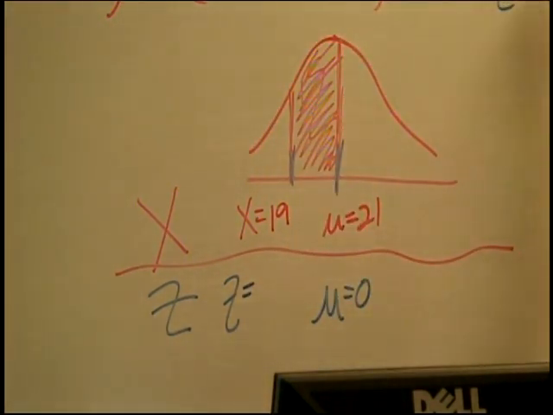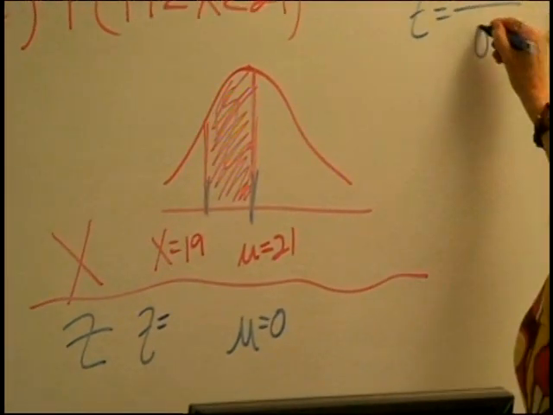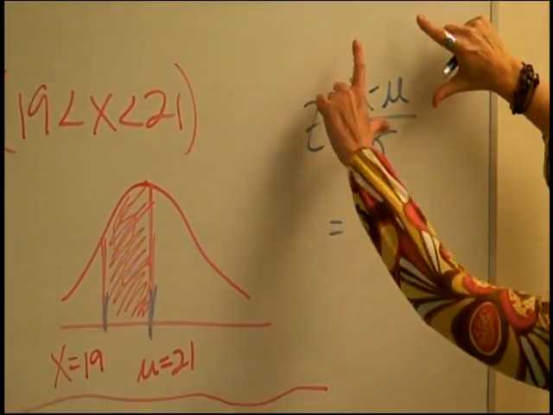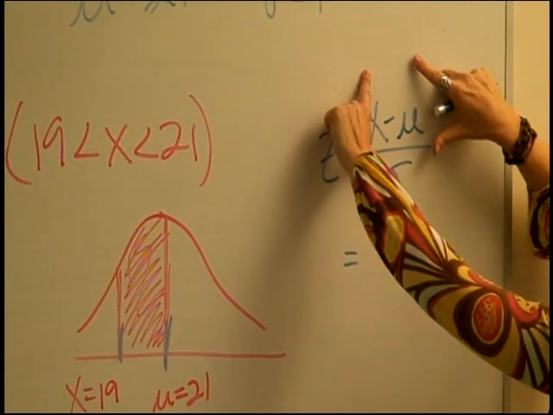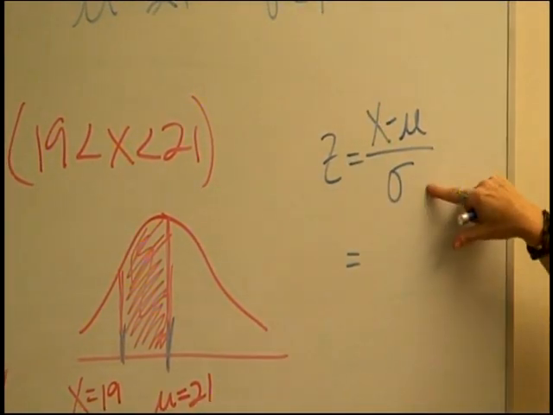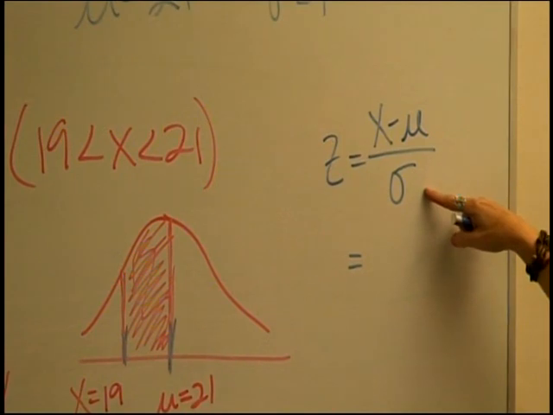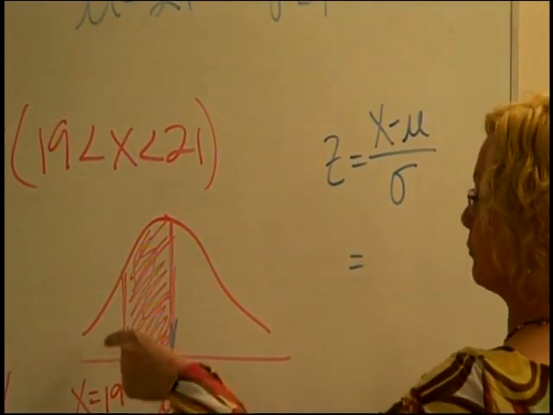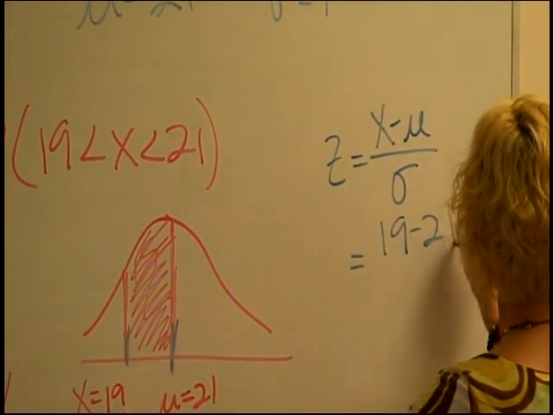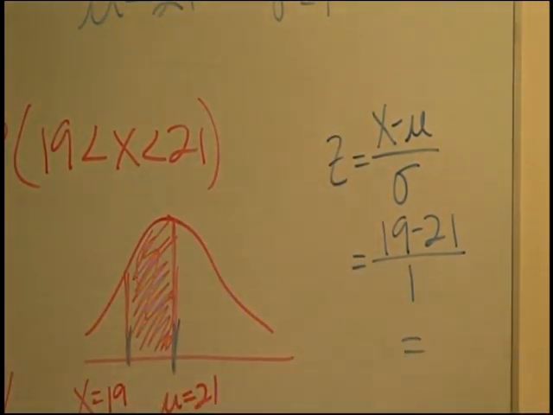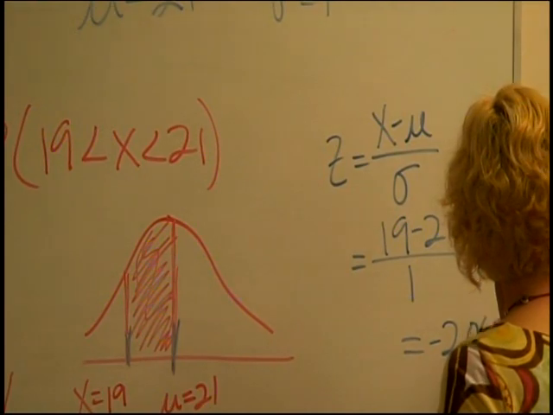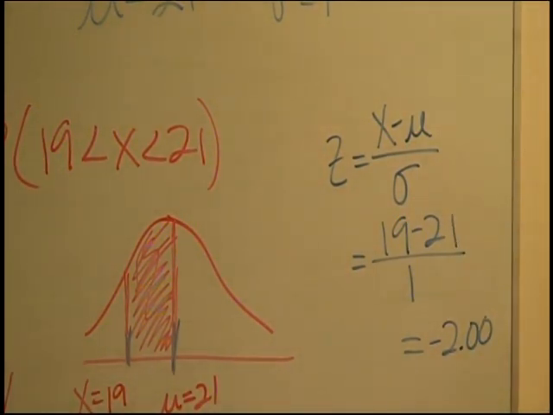So we'll do that by, and remember, if you're not getting the correct Z-score, you've got to either group the numerator with parentheses, or do this in 2 steps. So we've got X, which is 19, subtract the mean, divide by the standard deviation, which is 1. What do we get? Do we get negative 2?